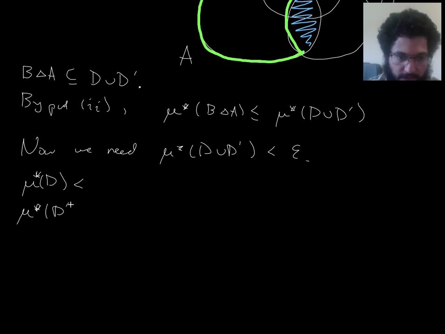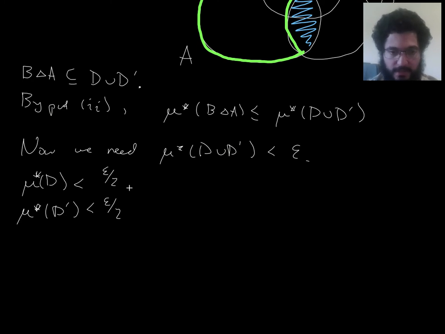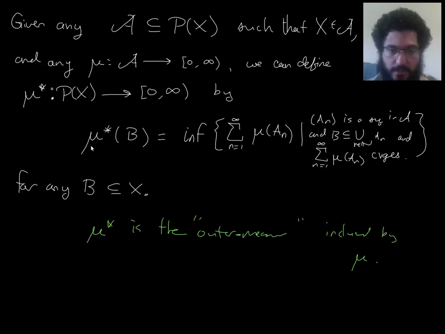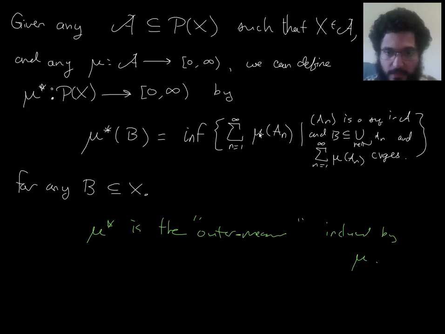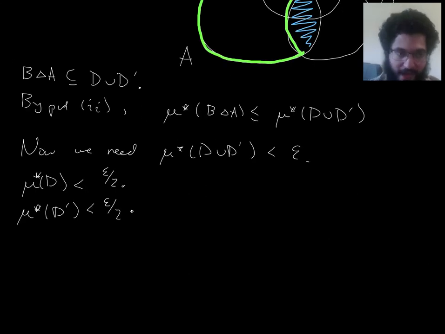We know that mu star of D and mu star of D prime are both less than epsilon over 2. That's part of the definition. That's how we got D and D prime. We got them so that this happens. Well, mu star of D, remember the definition? Mu star is an infimum, so it's a greatest lower bound. So if you have something greater than a greatest lower bound, then some element of the set that you're taking the infimum of will be less than that number, so less than epsilon over 2.